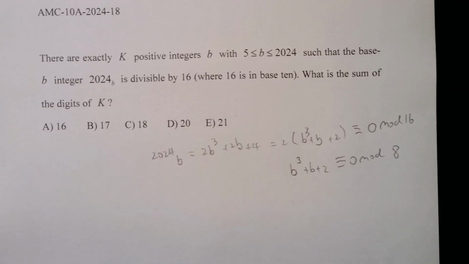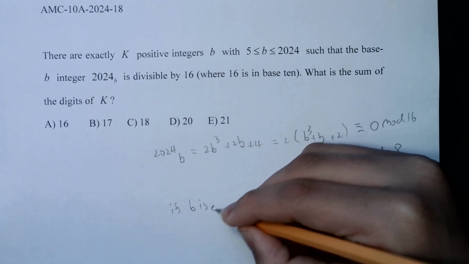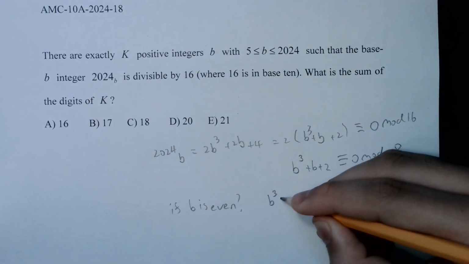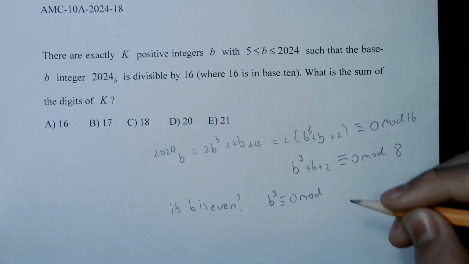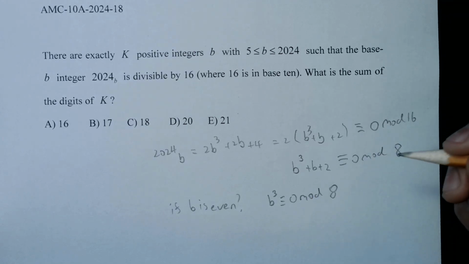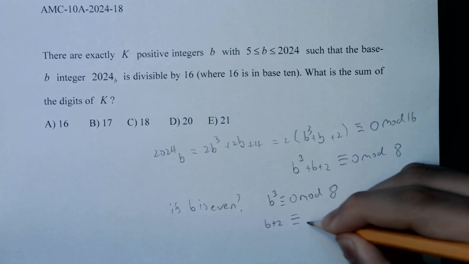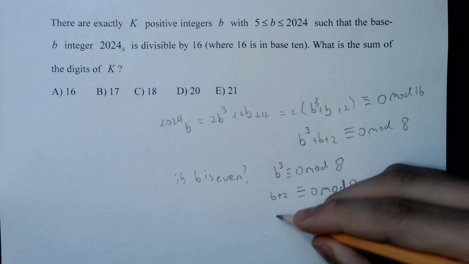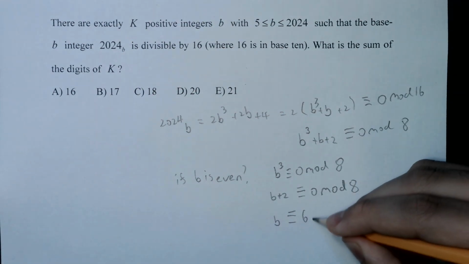So now we need to do some casework here. Let's say, what if b is even? Now, if b is even, we can see that b to the power 3 is obviously going to be 0 modulo 8. You can check this yourself: plug in 2 to the power 3, 4 to the power 3, and it will be 0 modulo 8. Now we look at the other part, which is b plus 2. This also has to be equal to 0 modulo 8. Similarly, just move the 2 over, and you'll see that b has to be equal to negative 2 modulo 8, or you can just say 6 mod 8.